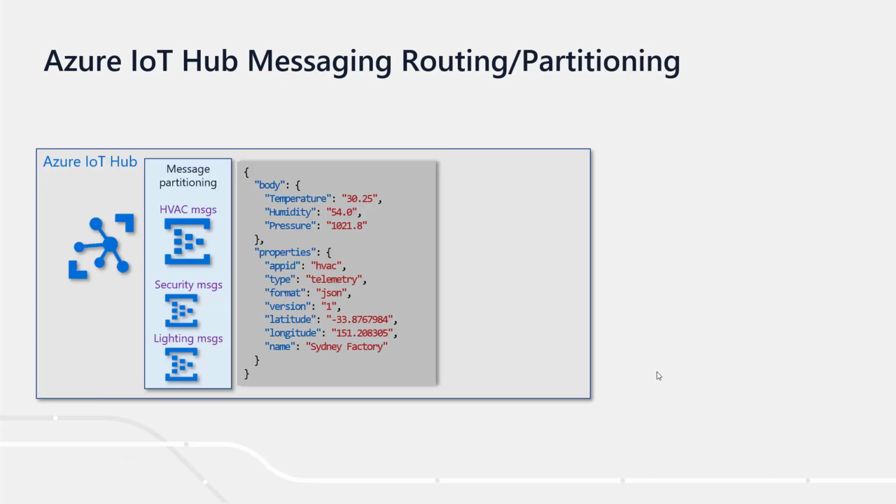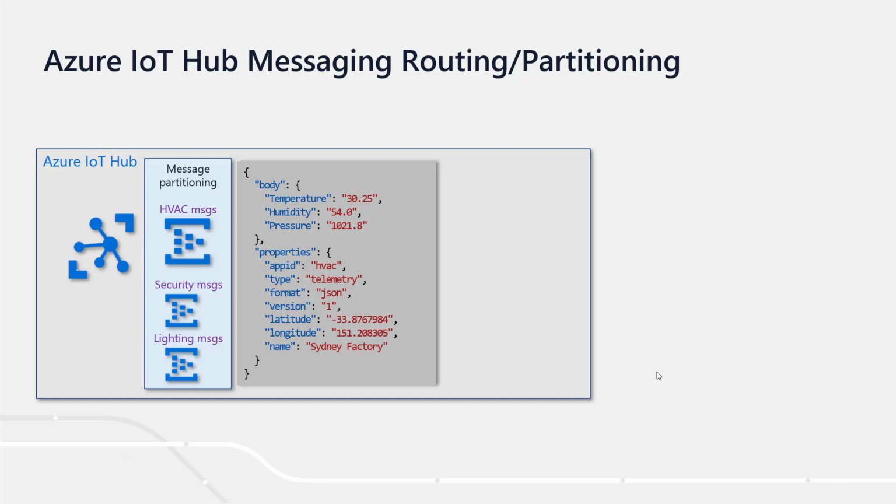Okay, the next thing I want to talk about is message routing and partitioning. Think about the smart factory: it's going to have a whole range of sensors monitoring the HVAC system, security systems, lighting systems, process systems, or production line systems, all monitoring activities inside the factory. Those messages will have different application endpoints, different schemas, and might be serialized in different formats. So what we need to do is separate out those messages.